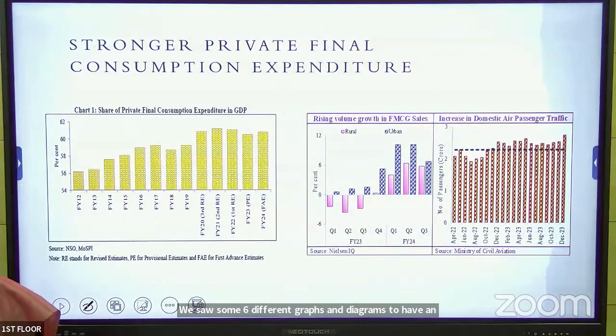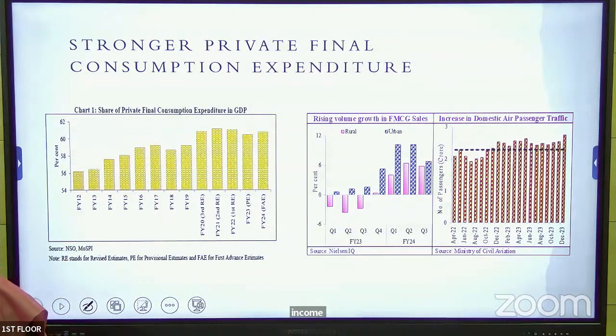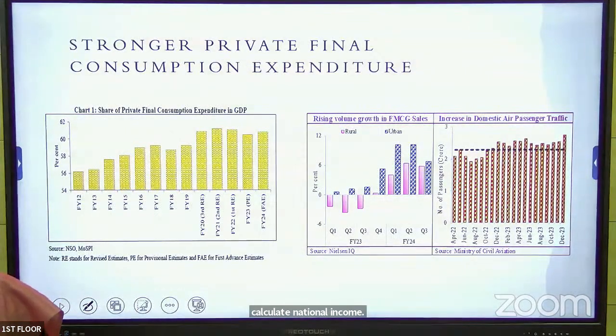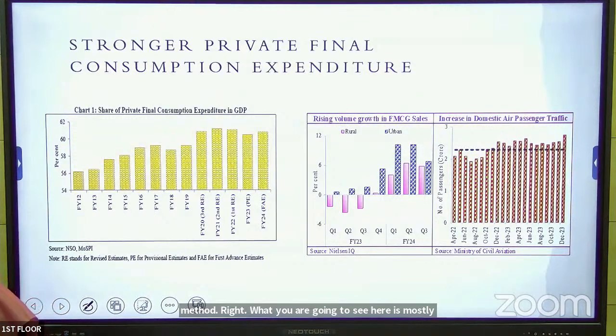Now, if you recall back in our national income calculation, we had different types of methods to calculate national income. Income method, expenditure method, and the product method, right? What you're going to see here is mostly the expenditure method. Can somebody tell the expenditure method's formula? C plus I plus G plus X minus M plus R minus P, if it is international or national.